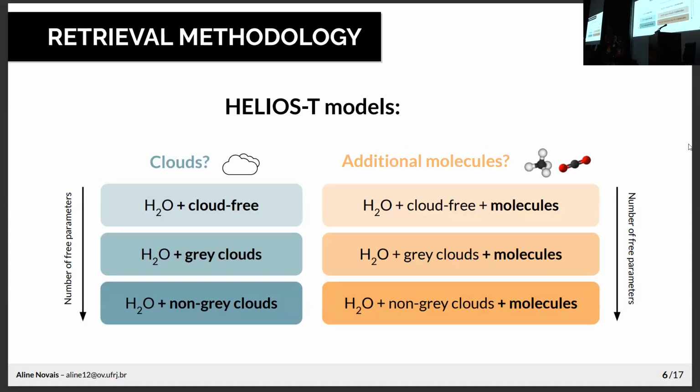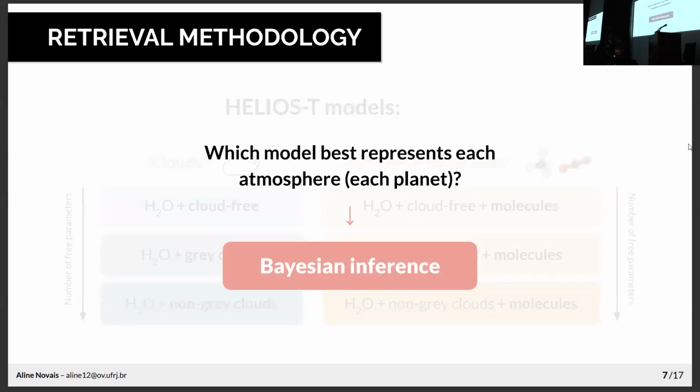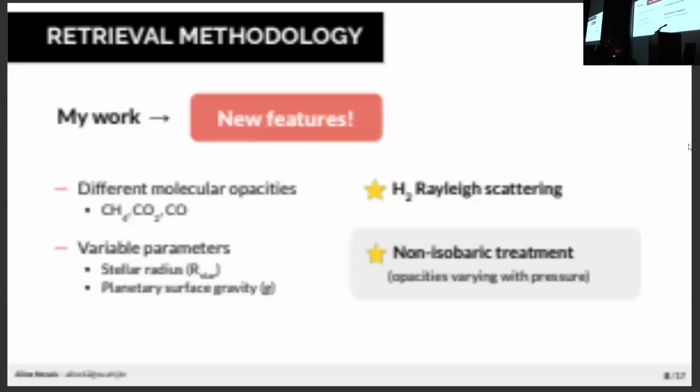So this is a scheme to show how the models work. Here I'm representing different models, and they start to become more complex as we add more parameters. We can add extra molecules or clouds, and we try different types of clouds. We can try gray clouds, for example, with a constant opacity, and we can try non-gray clouds, which would be inhomogeneous clouds. As I said, we're using a Bayesian inference approach to determine which is the best model for that specific atmosphere.